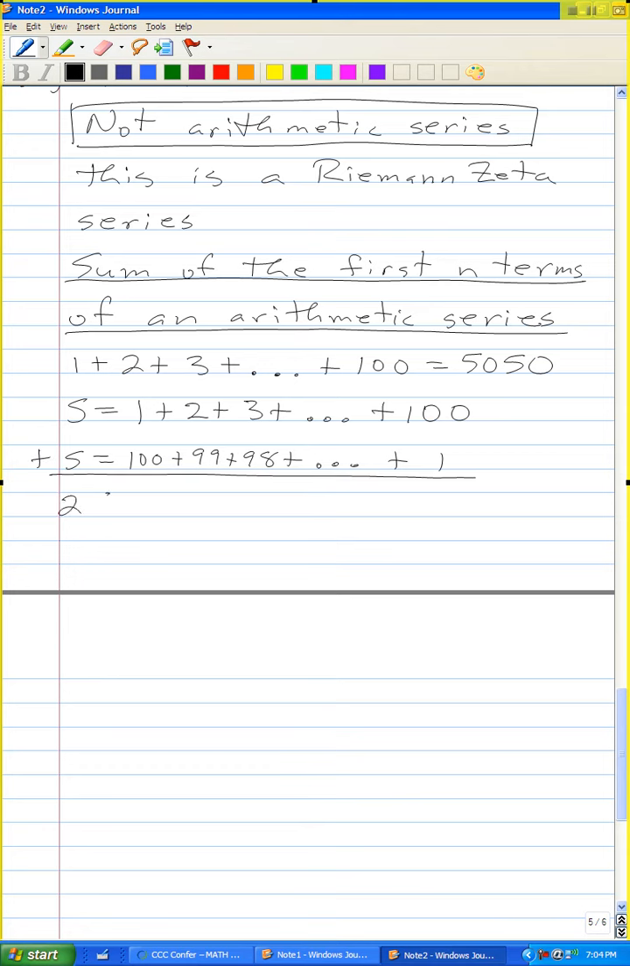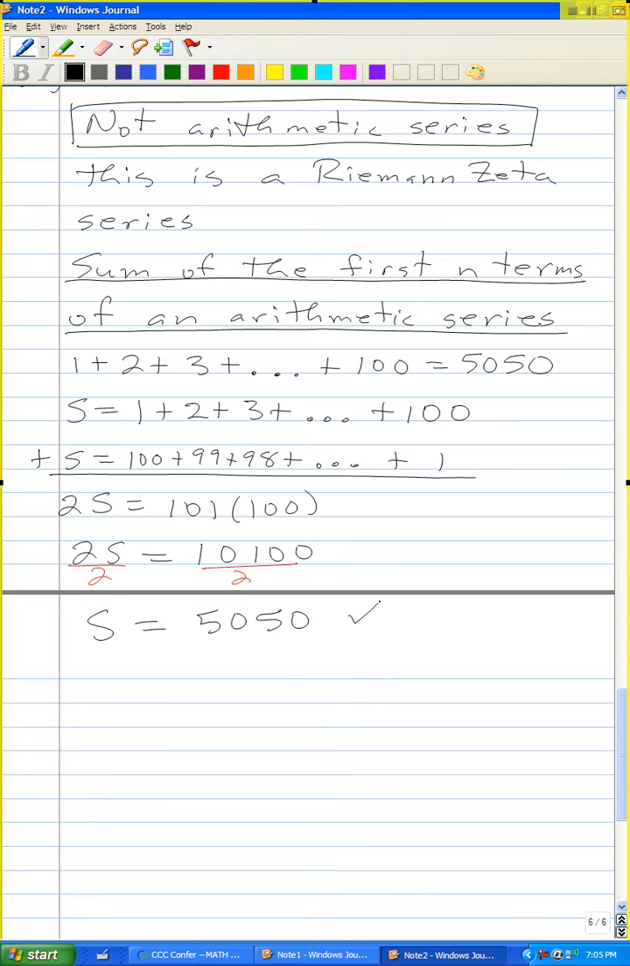Well, S plus S is 2S, whatever the sum is. And 1 plus 100 is 101. 2 plus 99 is 101. 3 plus 98 is 101. In fact, if you keep adding all of these up, you always get 101. And there are 100 terms here. And so this is equal to 10,100. So if I divide both sides of my equation by 2, I get that S is equal to 5,050.